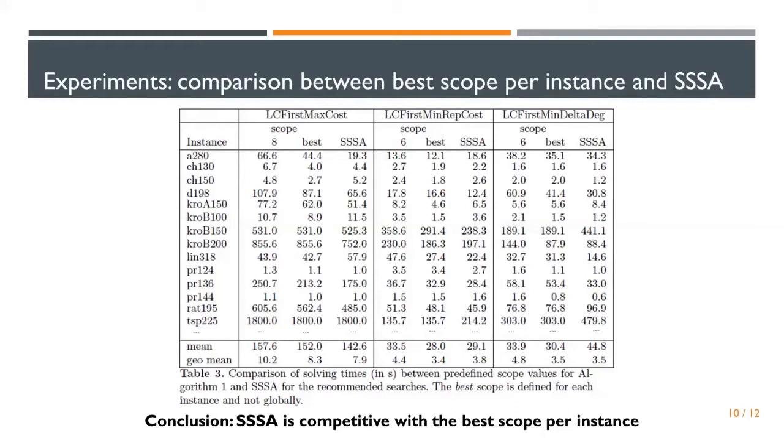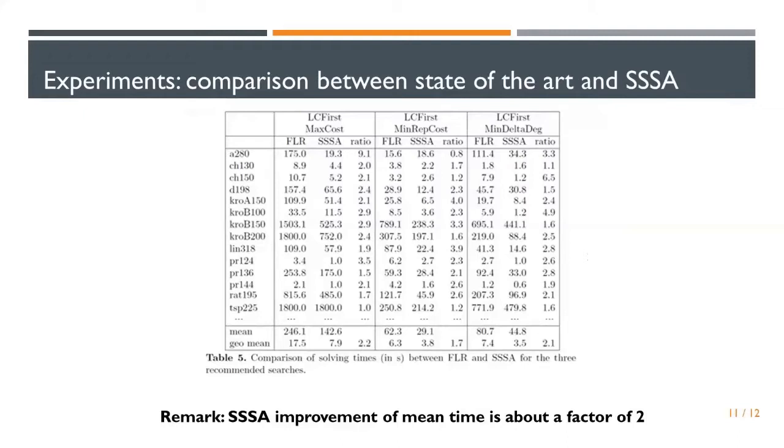We can even notice that sometimes some instances are solved faster with SSSA than with the best scope a priori. For example, Corby 150 with the LC first min web cost strategy is solved in 358.6 seconds with the best average scope, 291.4 seconds for the best scope for this instance, and 238.3 seconds with SSSA. Finally, we compare FLR, which is the best configuration of the Lagrangian relaxation used until now by Fages et al., in Choco with SSSA. We notice that solving time is improved by about a factor 2 regardless of the search strategy used. Then, the use of SSSA has a strong practical interest.